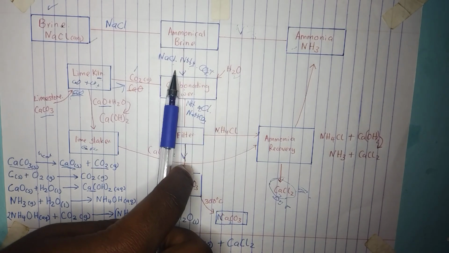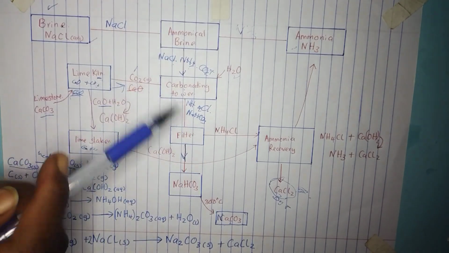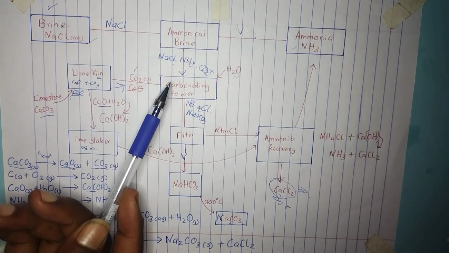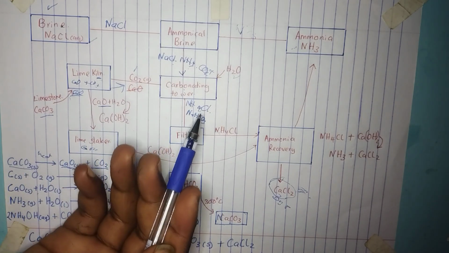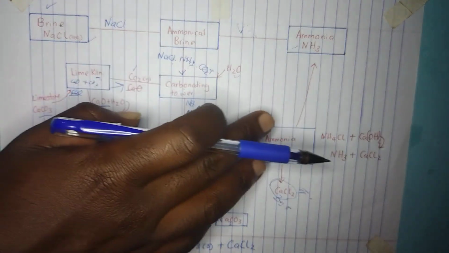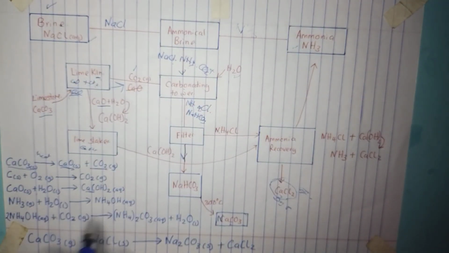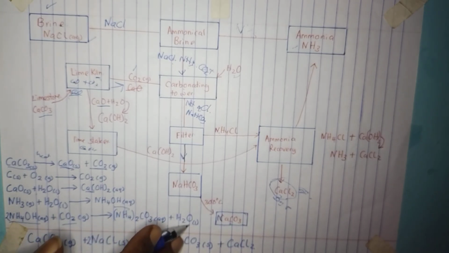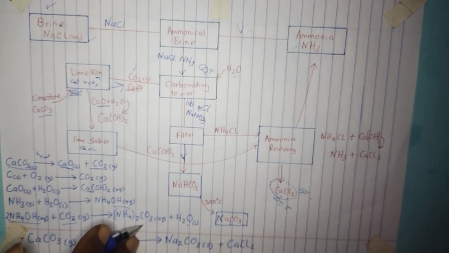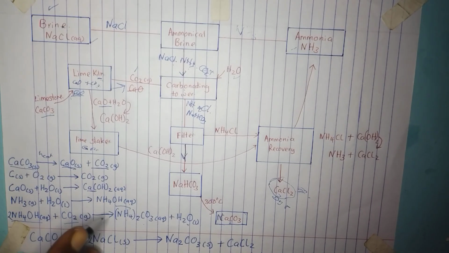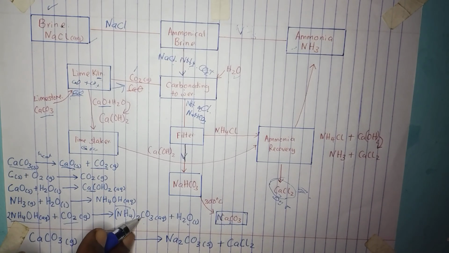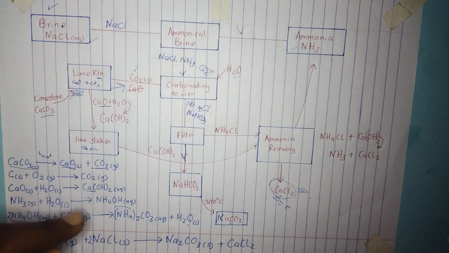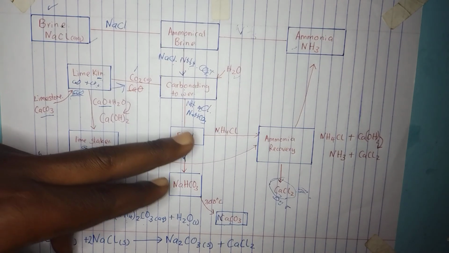So ammonia and water are reacted in this experiment. Here the products will be ammonium chloride and sodium hydrogen carbonate, because in the first experiment ammonia reacted with water to produce ammonium hydroxide, and this ammonium hydroxide reacted with CO2 to produce ammonium hydrogen carbonate plus H2O. This ammonium hydrogen carbonate then reacts with sodium chloride. They will be exchanged, so here it will be ammonium chloride with sodium hydrogen carbonate.